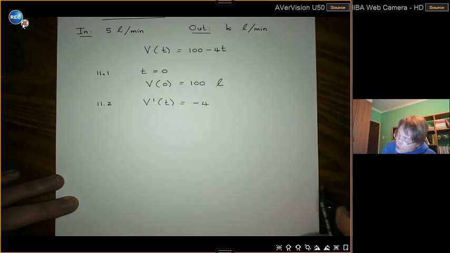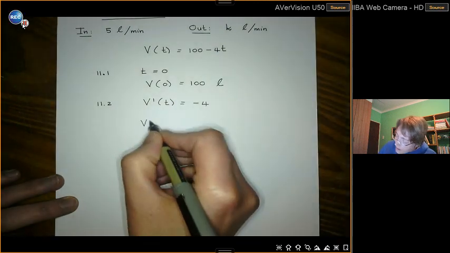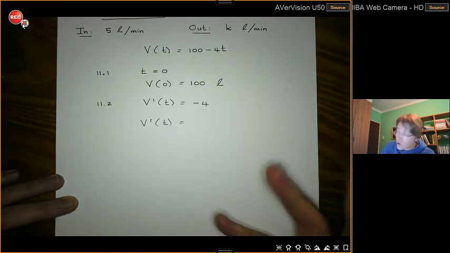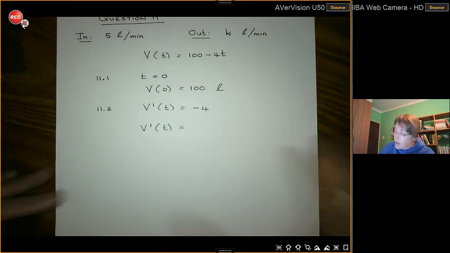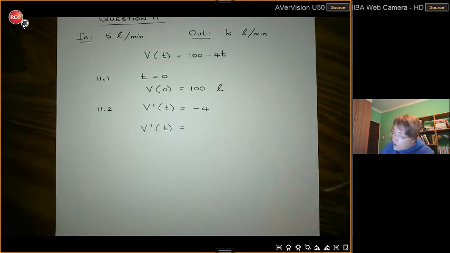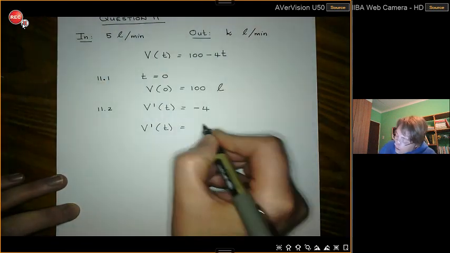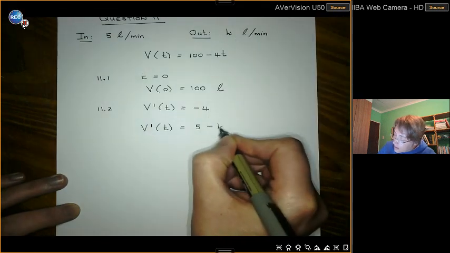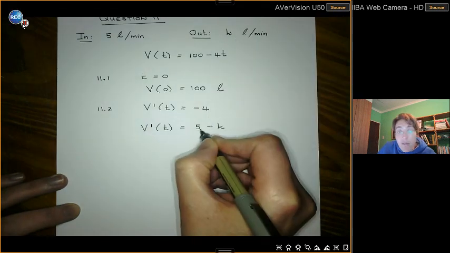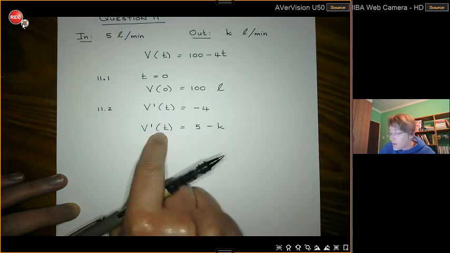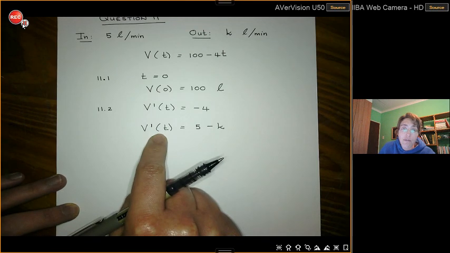The second expression you can use is V'(t), the first derivative, and you could have just used the information they gave you over here. They said water flows in at 5 liters per minute, and it flows out at k liters per minute. So obviously that is an increase of 5, and a decrease of k. If it's flowing in at 5 and flowing out at k liters per minute, the difference between the two is going to be my rate of change.